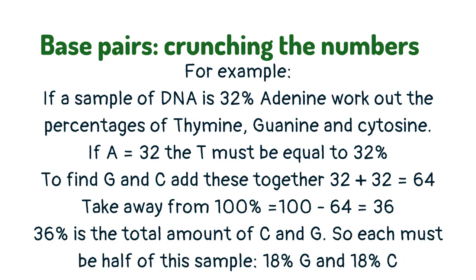If A equals 32%, then T must be equal to 32%. To find G and C, add these together: 32 plus 32 equals 64. Take away from 100%: 100 minus 64 equals 36. 36% is the total amount of C and G, so each must be half of this. 18% G and 18% C.